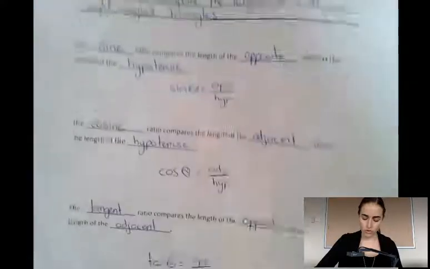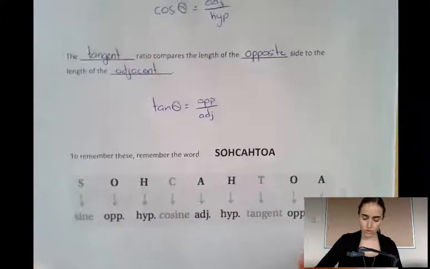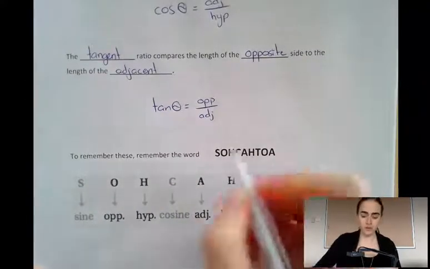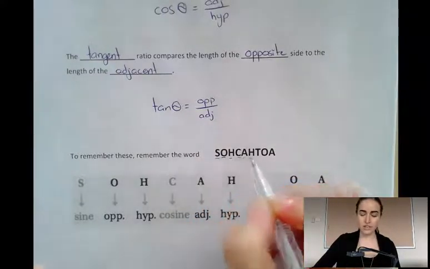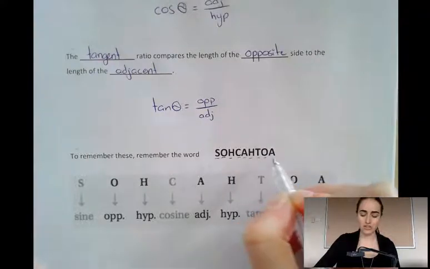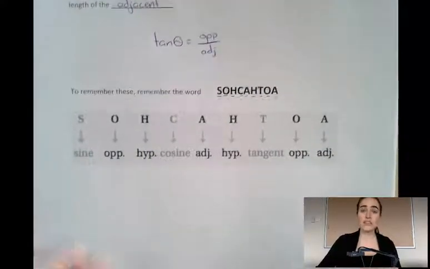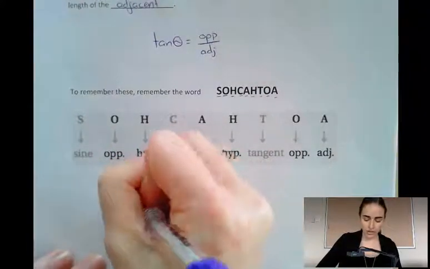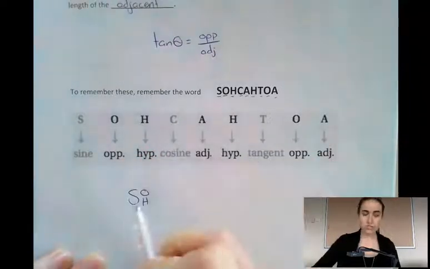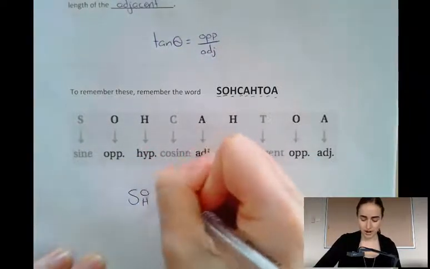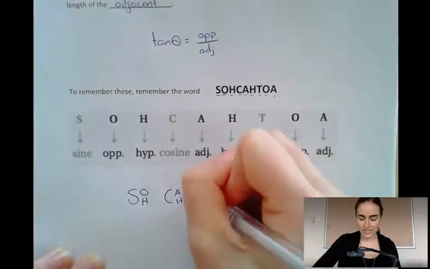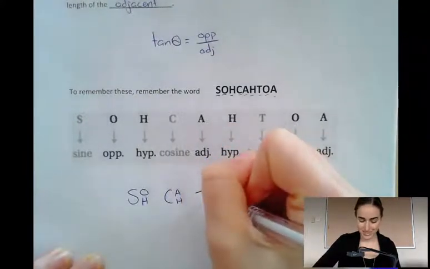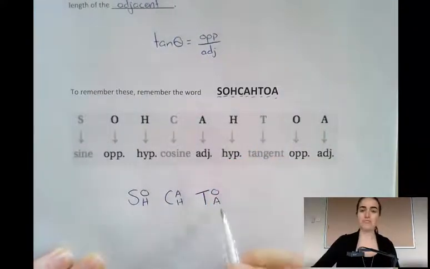So the way we can remember that is we can remember this word SOHCAHTOA. So we've got sine is equal to opposite over hypotenuse, cos is adjacent over hypotenuse, and tan is opposite over adjacent. There's another way that people sometimes write that: sine is opposite over hypotenuse, cos is adjacent over hypotenuse, and tan is TOA, so tan is opposite over adjacent.